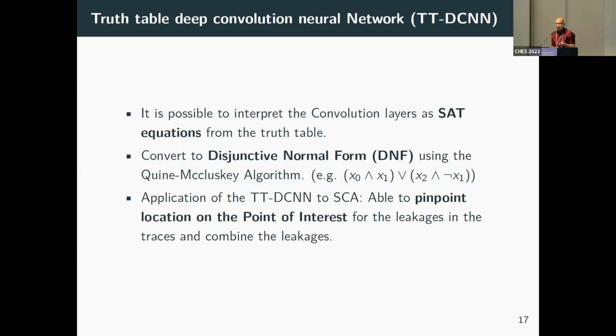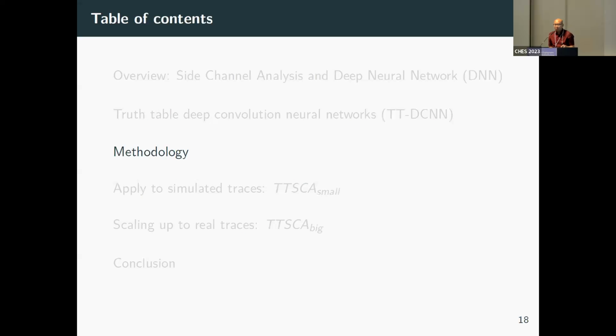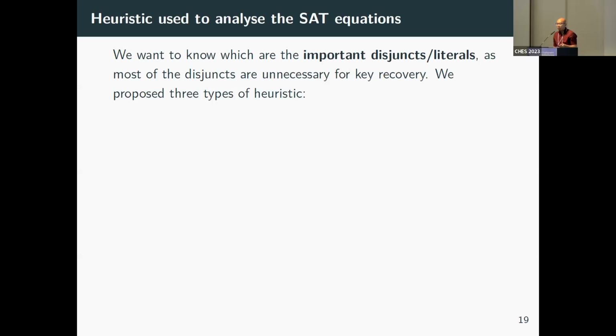So here, we convert the truth table into the set equation known as disjunctive normal form, DNF, using the Quine-McCluskey algorithm, and we apply it into side channel analysis. By applying it into side channel analysis, we are able to pinpoint the location of the points of interest for the leakages and actually see that the neural network is able to combine the leakages. So, methodology. However, we found out that most of the disjuncts in the DNF are actually unnecessary for key recovery.